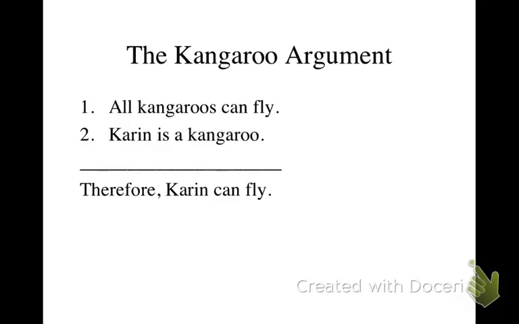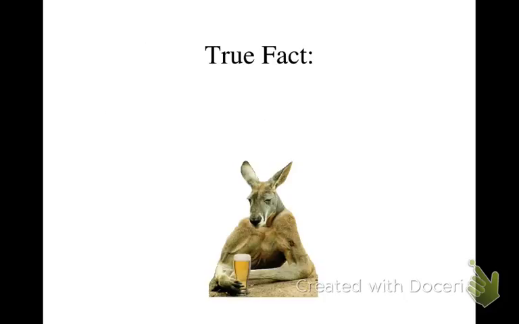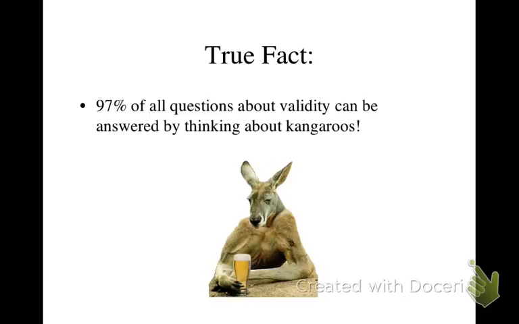And it's useful to keep this one in mind because it helps us understand that the premises could be false and the argument could still be valid. That's what's interesting about it. So, true fact, 97% of all questions about validity can be answered by thinking about this argument, about the kangaroo argument. So it's worth keeping this argument in mind.